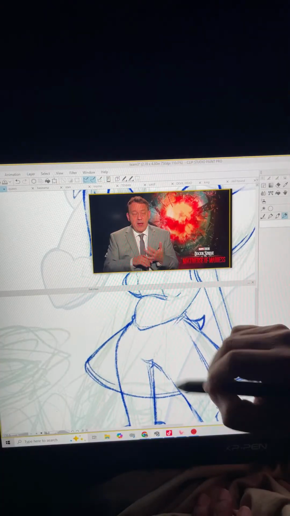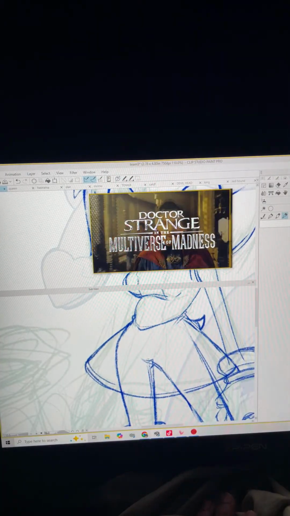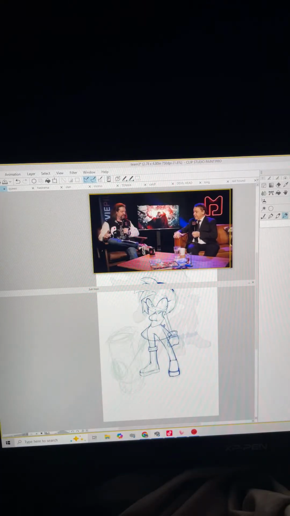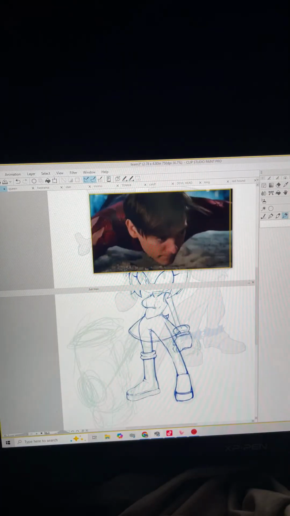And a few years ago, in an interview for Sam Raimi's Doctor Strange movie, this is what he said when he was asked about returning to make another Spider-Man movie. He recently expressed interest in returning to that particular franchise.